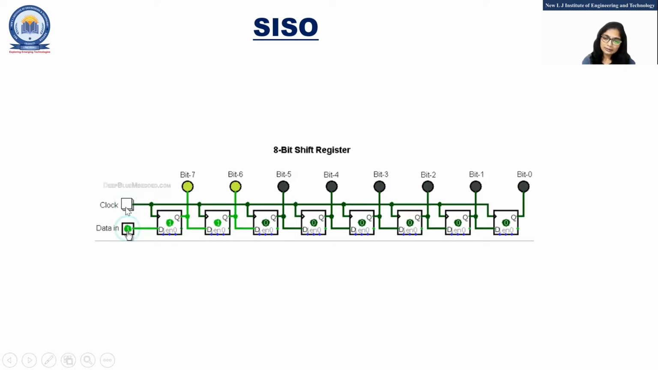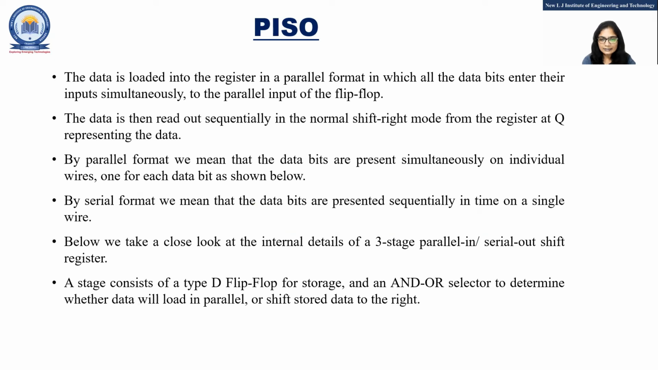Okay, so you can give data from this serial input and apply the clock pulse and data will move. You can see here this data shifting to right side. So this is what serial in, serial out. Now next step, that is parallel in, serial out.